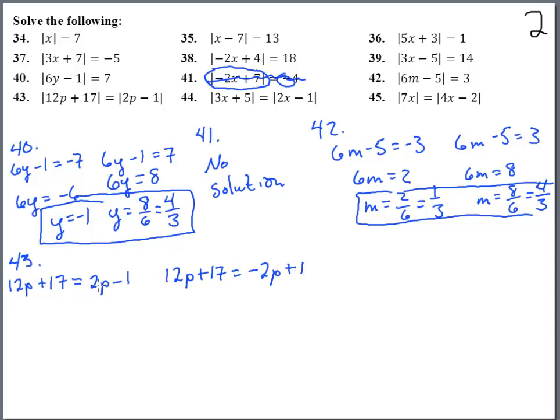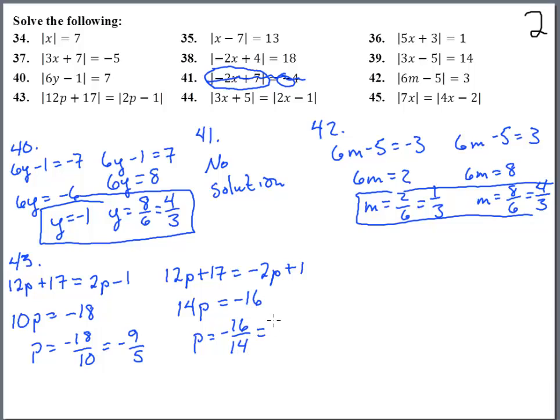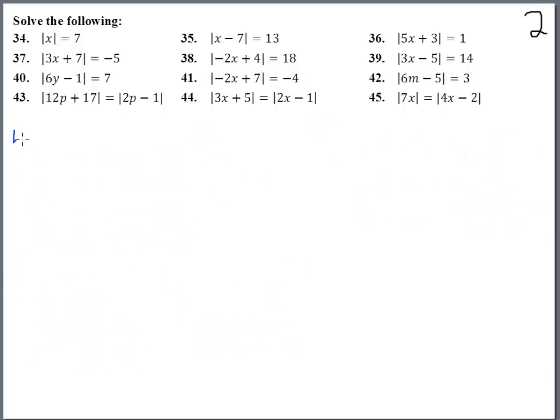So the opposite of this guy on the other one. It's negative. So subtract 2p, we get 10p over here, equals, subtract 17, you get negative 18 over there, so p equals negative 18 over 10, which is negative 9 over 5. And this one, we could add the 2p over here, we get 14p, subtract 17 over there, and we get negative 16. So p could equal negative 16 over 14, which is negative 8 over 7. Number 44.